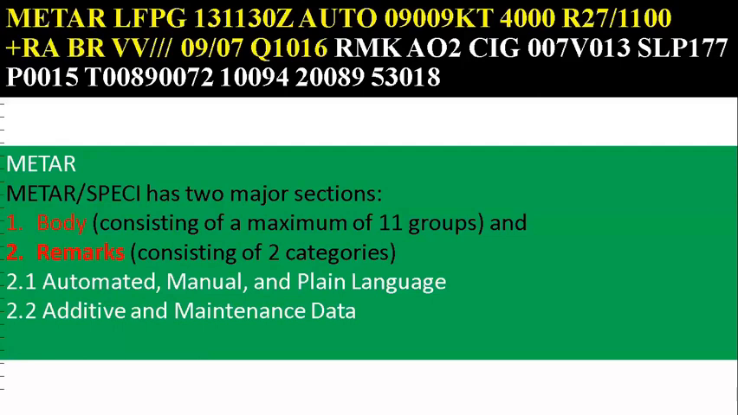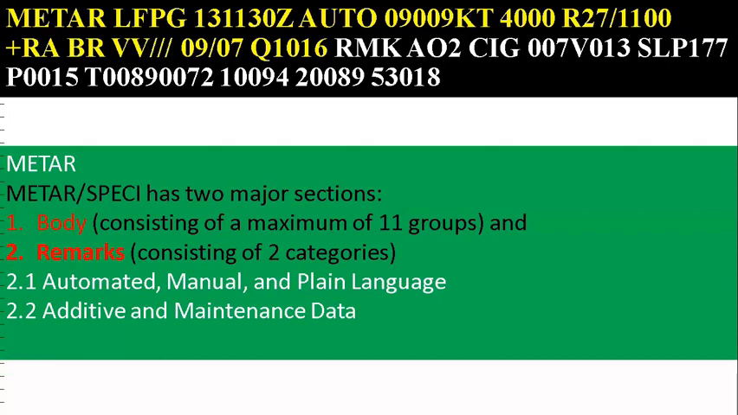If we look at the top, the yellow part we have already discussed, and it was the body, which consisted of a total of 11 groups. If we read it out, the report name is METAR. It is for Paris station. Date is 13. Time is 1130 Zulu. It is automatically reported. Winds are 090 degrees, 09 knots.